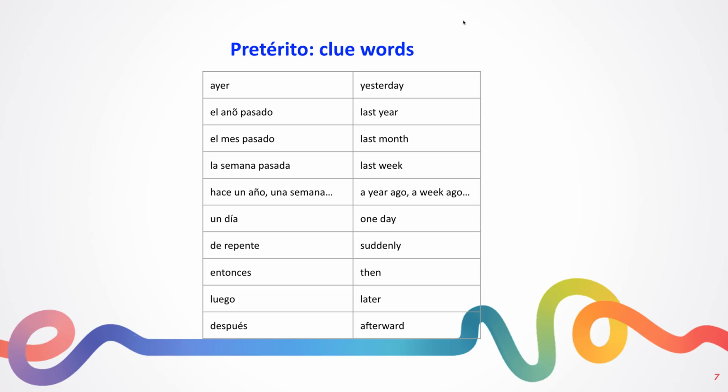La semana pasada. Hace un año, una semana, a year ago, a week ago. Un día, de repente, suddenly. Entonces, luego, después. All of these words point to the pretérito. They really lend themselves toward things that are specific and completed and over.